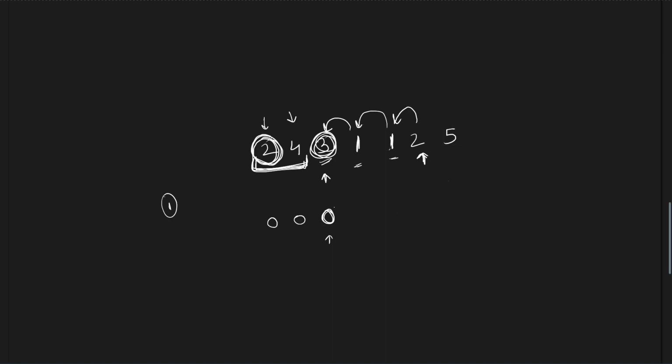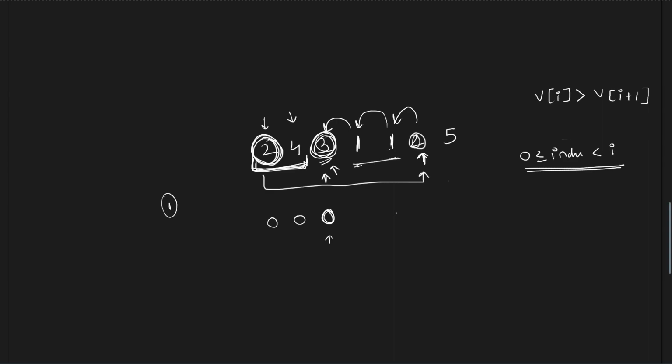So the first observation was, as soon as I hit a number where vi is greater than vi plus 1, I will have to make this particular index 0. Now all the numbers which are present from index 0 to i would also have to be 0 again. If this number is present here, this should also be 0, and the corresponding number should also be 0.